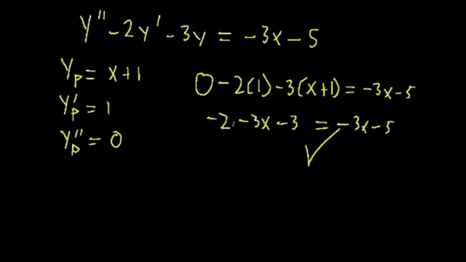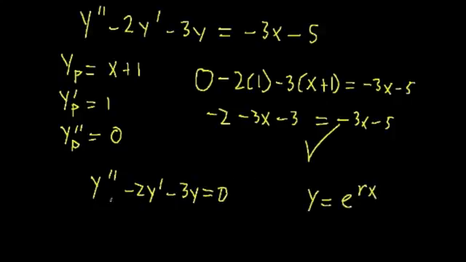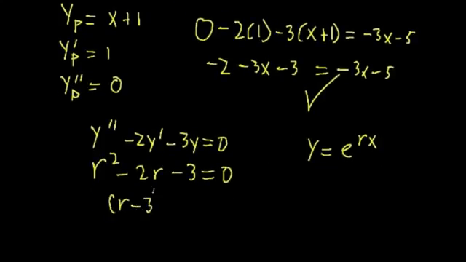But in order to find the general solution, we also need to take a look at the homogeneous case. So I'm just going to rewrite it down here, just the homogeneous differential equation: y double prime minus 2y prime minus 3y is equal to 0. Now we know how to solve a differential equation like this. We can just plug in y is equal to e to the rx. If we plug that in, we get the characteristic equation r squared minus 2r minus 3 is equal to 0, which means that r minus 3 times r plus 1 is equal to 0.